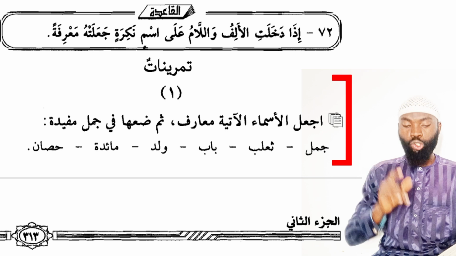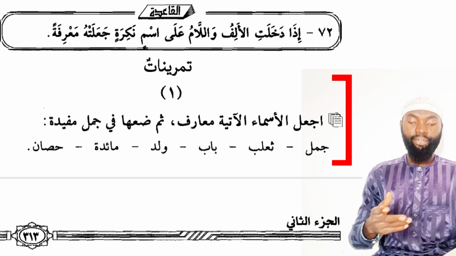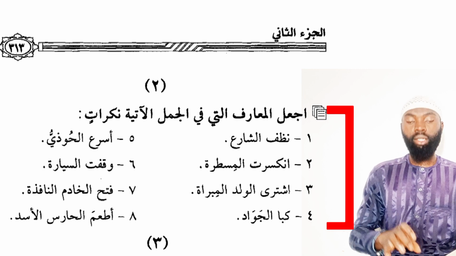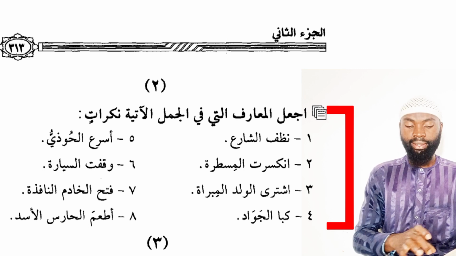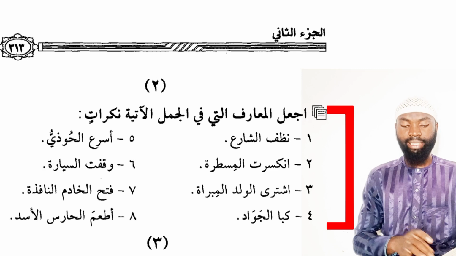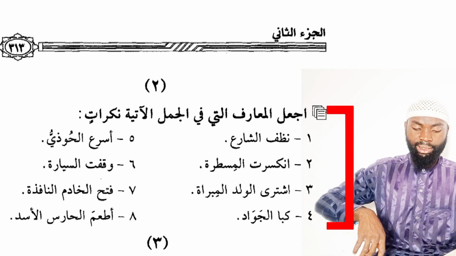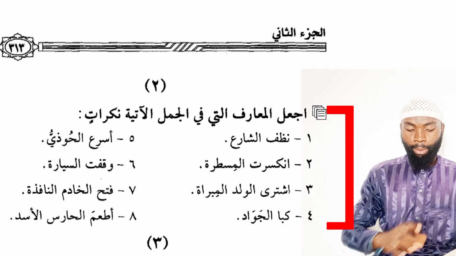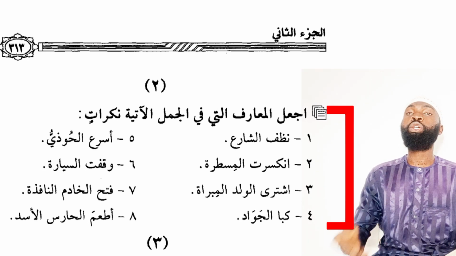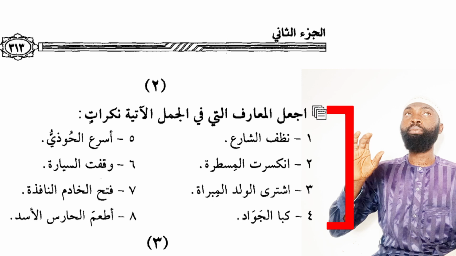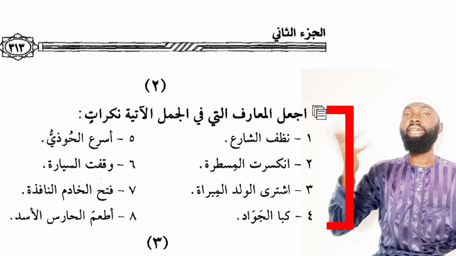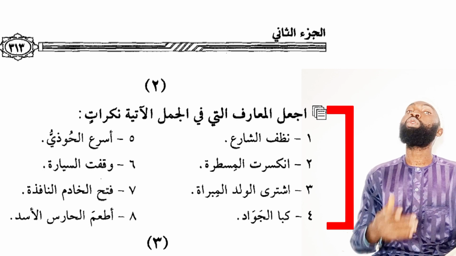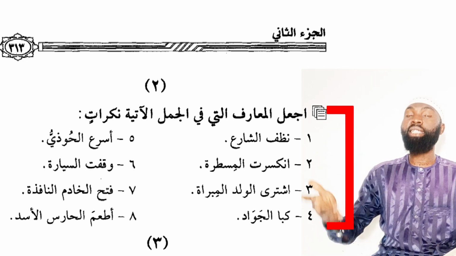Tamrin al-thani, exercise number 2, it says ij'alil ma'arif allati fil jumal al-atiya nakiratin. All of the definite nouns in the following sentences, you are to change these into indefinite nouns. Number one, we have nudhifa shari'u. The street is cleaned or is maintained, like it is purified and cleaned. I can say nudhifa shari'un. A street is being cleaned.